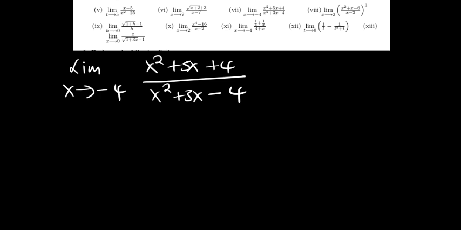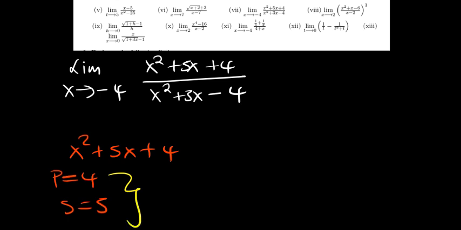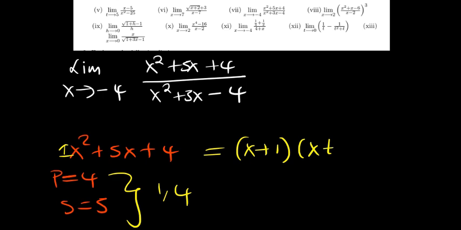The first one, the numerator, is x squared plus 5x plus 4. The product here is a 4. The sum is a 5. Think of two numbers that you can multiply to give you a 4, and add to give you 5. So basically we have 1 and a 4. 1 times 4 is a 4, 1 plus 4 is 5. Whenever you've got a coefficient of 1, you're going to have x plus 1 and then x plus 4 directly. Okay. So the limit as x approaches negative 4.